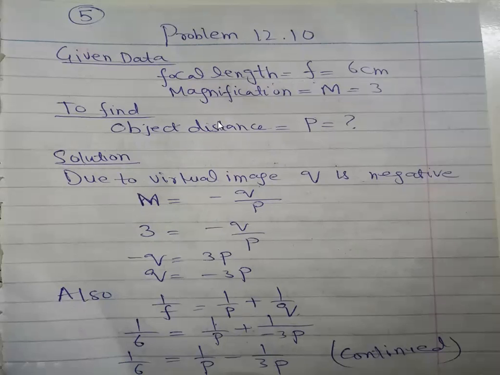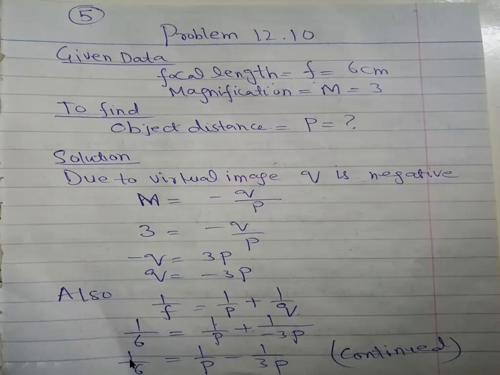P, I want the object distance P. For the virtual image, Q will be negative, because it's a virtual image. The magnification formula is minus Q by P. Since it is a virtual image, I'm placing a negative sign over here. So M is 3. I'm just putting 3 and then cross multiplying. So my Q will be minus 3P.